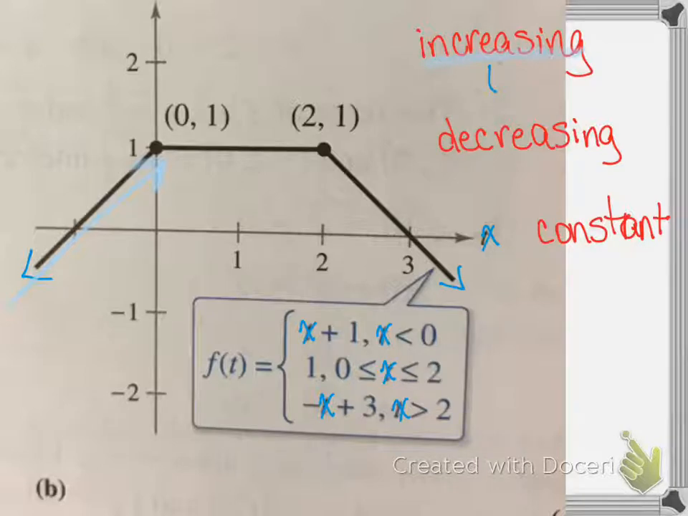So in this situation right here, I am increasing from negative infinity to 0, because remember, I am focused on those x values when I'm talking about domain and when I'm talking about increasing, decreasing, and constant. I want to know my x values. When do I worry about my y values? For range. Good. So I am increasing.